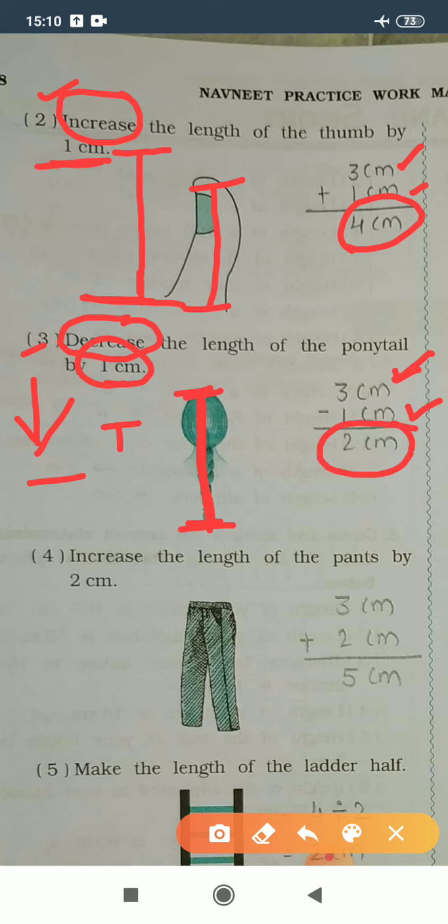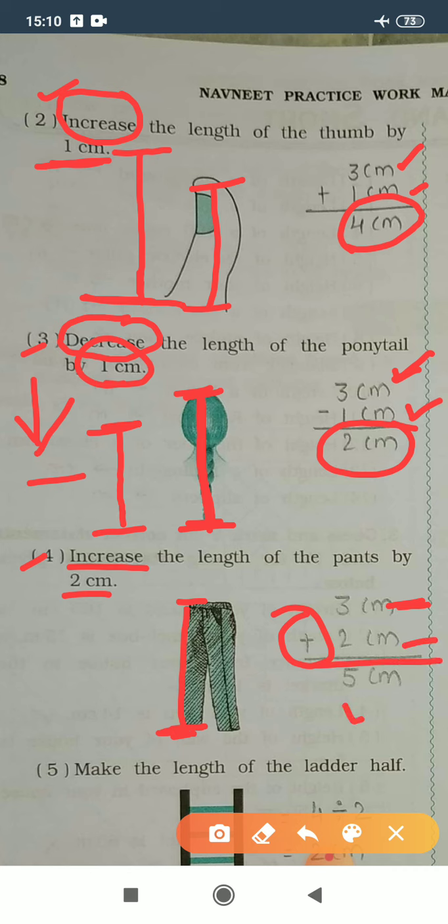So our new diagram of the ponytail gives you a 2 centimeter long ponytail. Number 4, increase the length of the pants by 2 centimeters. So from here to here this pant is 3 centimeters long and we need to increase by 2 centimeters. That means 3 centimeters plus 2 centimeters gives you 5 centimeters. So we need to draw 2 more centimeters on this 3 centimeters. That means the total length is 5 centimeters.